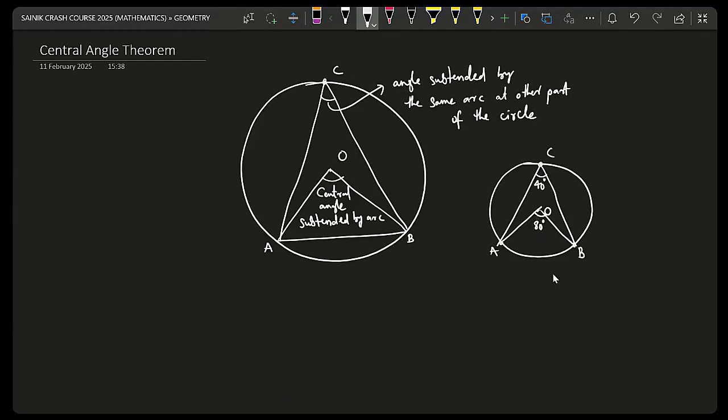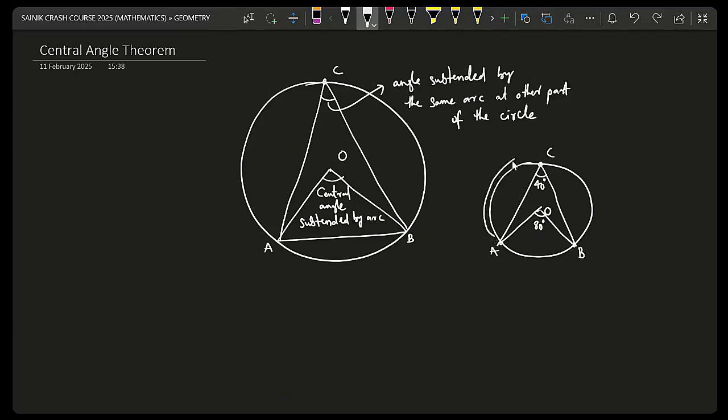What is the central angle theorem? The angle subtended by an arc at the center is equal to 2 times the angle subtended by the same arc at any point on the remaining part of the circle. Okay. See, this can be applied on the major arc also. As the statement we applied on the minor arc, the same statement can be applied on the major arc also.